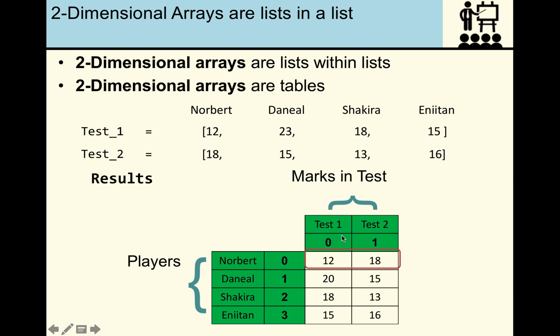So this is an array. It's a table, or it's a list within a list. We've got a list for Norbert's results for test 1 and 2, a list for Daniil's results, and a list just for Shakira's results. So it's a list within a list.